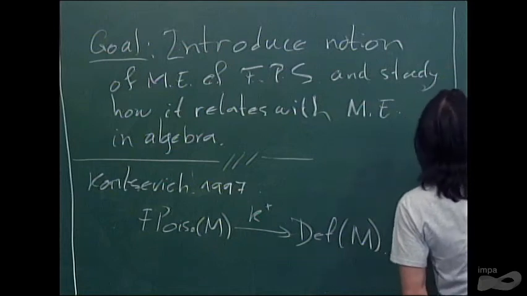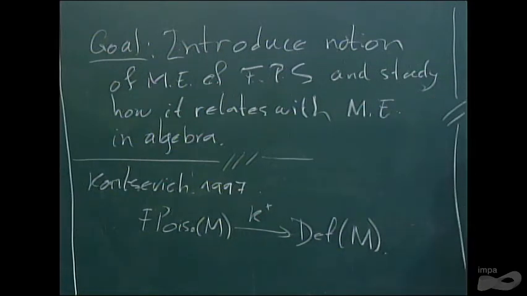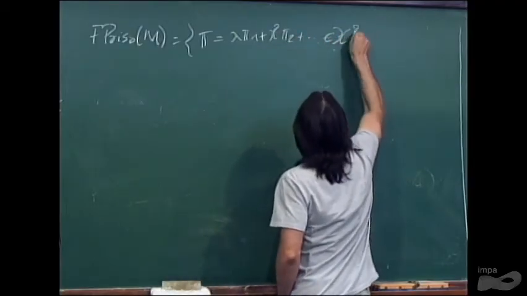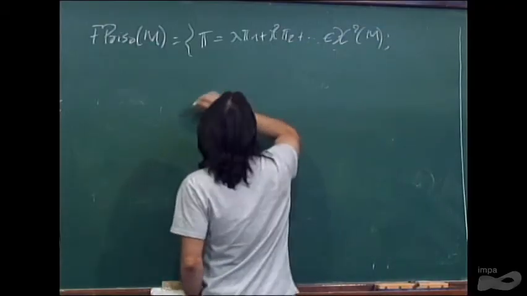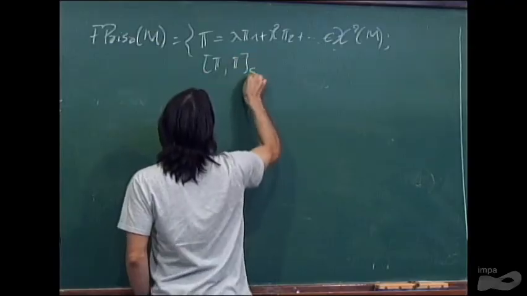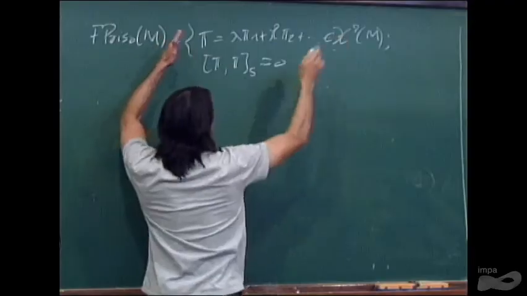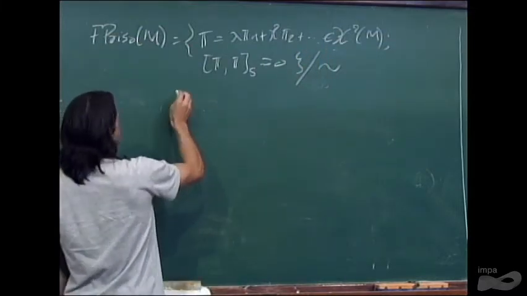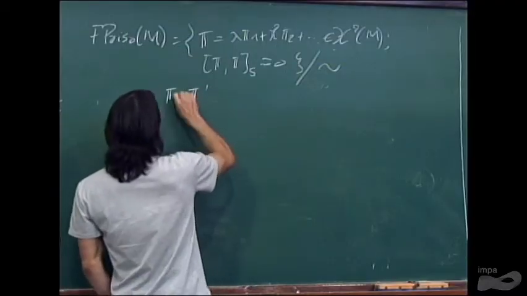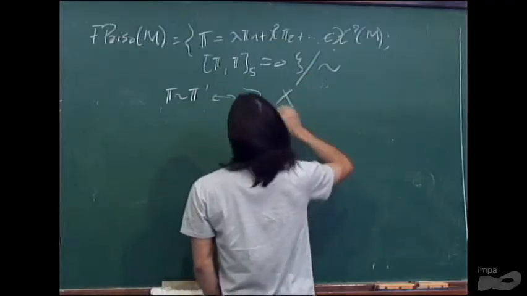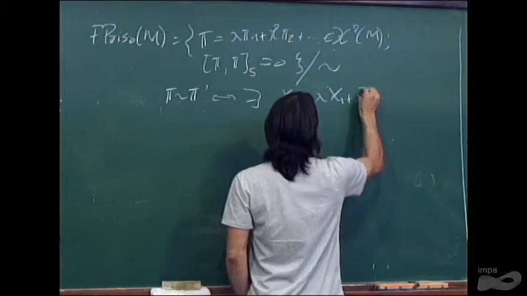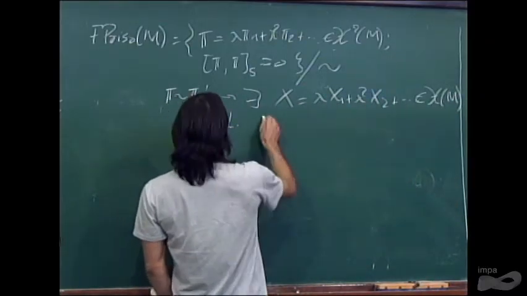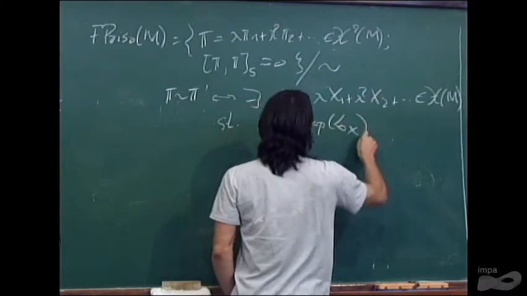So very quickly, this set here is a set of formal power series of bivector fields on M such that they satisfy formally this equation here, where you take the Schouten bracket and just extend it lambda linearly in this formal power series, and mod out by a notion of equivalence, where you say that pi and pi prime are equivalent if there exists a formal power series of vector fields X on M such that pi prime is the exponential of Lie X applied on pi.